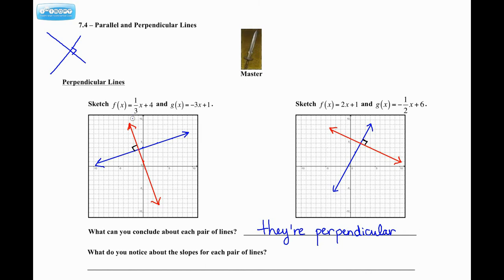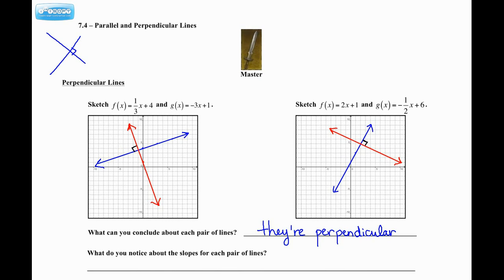So here I had 1/3. The 3 appears, but the sign has changed. Here I had a 2. So now it's just down here, and the sign has changed. So it looks as though they are related like so. It appears that the slopes are reciprocals of each other. They're just flipped upside down, and then the sign has been changed.